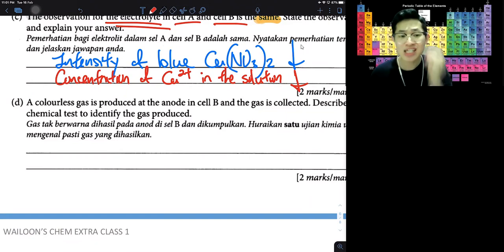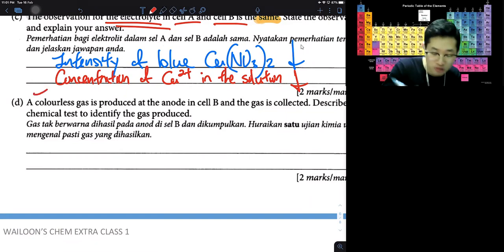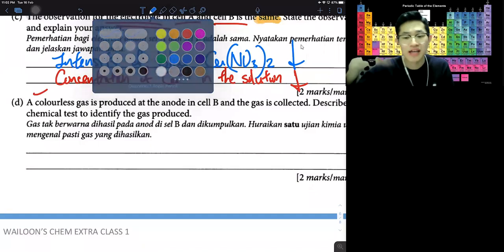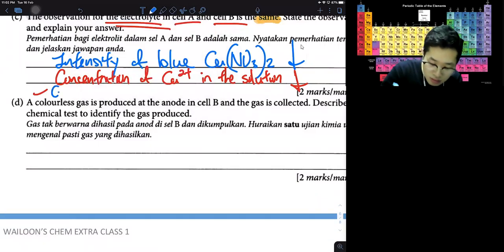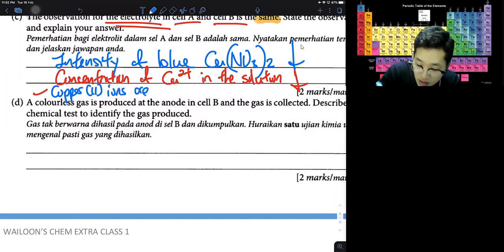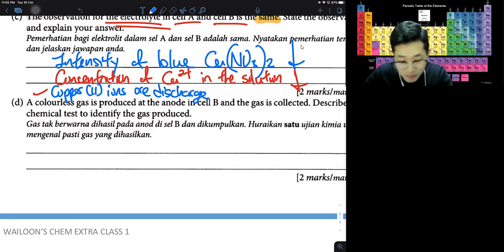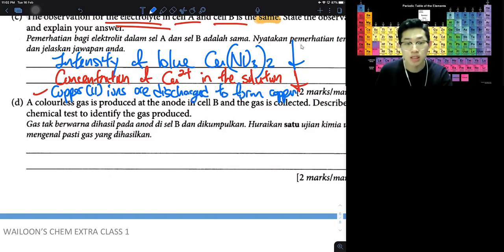If they ask for an extra mark, you just have to tell them copper 2 ions are discharged to form copper. That's why the concentration decreases, that's why the color becomes lighter.